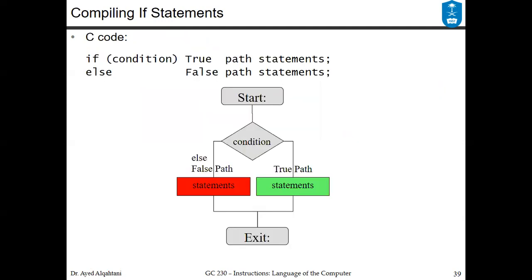If you have this C code, you have if, and you have a condition. If the condition is true, we call this the true path, and you have a true path statement. Else, this is the false path statement. In the flowchart, this is the start, here's the condition. If it is true, you execute the green true path. If it is not, then you execute the red false path. Once done, you go to the exit. So if you start here, whether it is true or false, once you're done, you will continue right here.